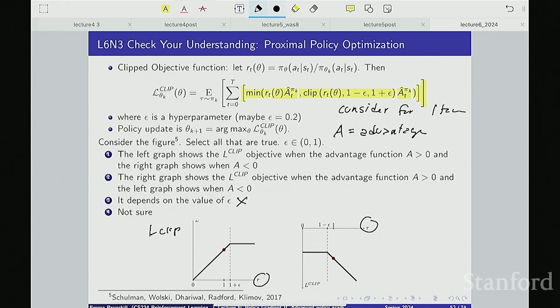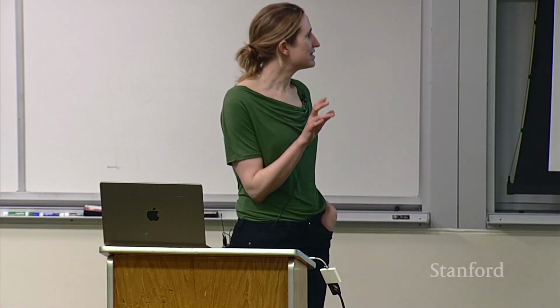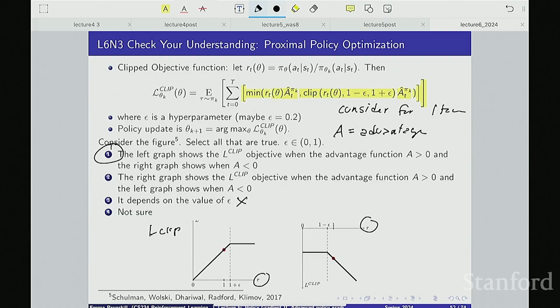Oh, cool. It looks like talking converged most people, which is great. So the first one is correct. This is A greater than 0. This is A less than 0. Does someone want to explain why? Most of you that voted got it right.